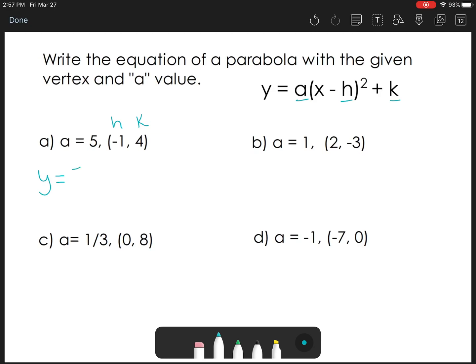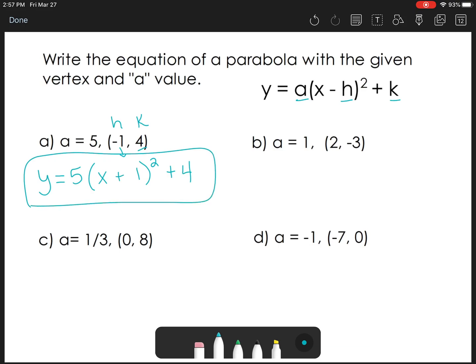So instead of y equals a, we're going to have y equals 5 times x minus -1, because we're going to plug in our h value. Then we square that according to the equation, and then we're going to add our k value, so we're going to add 4. Well, looking at this, notice that in our parentheses, we have x minus -1. But what does minus -1 really mean? That really means we're adding. So I'm going to switch this. So our equation for letter A is y equals 5 times the quantity of x plus 1 squared plus 4. And that's all we need to do.